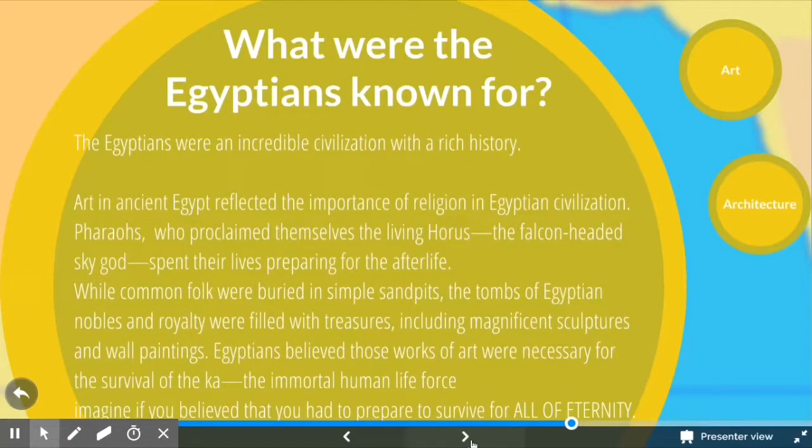So, as you look at the art in this unit, I want you to think about if you believed that you had to prepare to survive for all of eternity, and when you got there, you would have no idea what to do. How would you rule your life, right? So the Egyptians were, for their entire lives, preparing for the afterlife, preparing for all of eternity to make sure that they were going to be okay.